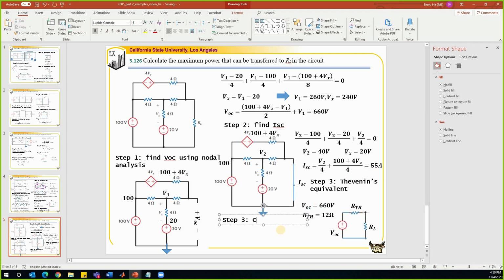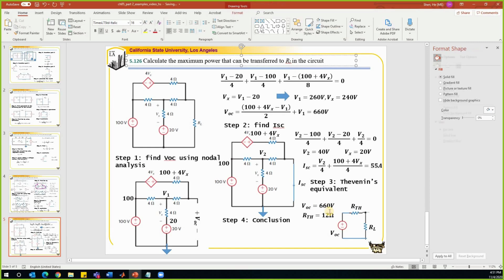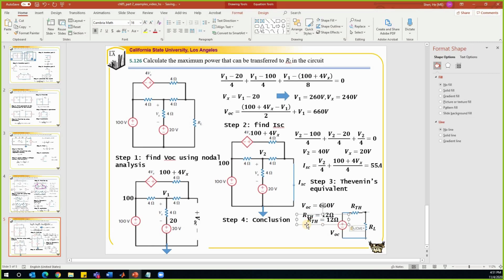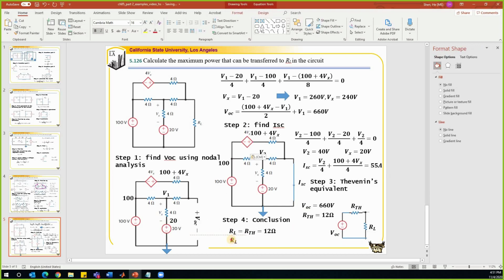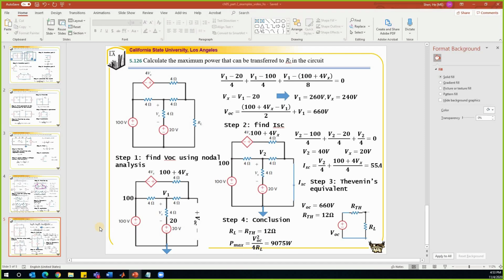Last step, draw the conclusion. We know that RL has to be equal to RTH so that the maximum power can be obtained, right? RL is equal to RTH is equal to 12 ohm, and under this condition, the maximum power Pmax is half VOC squared over RL. So the maximum power is 9,075 watts.